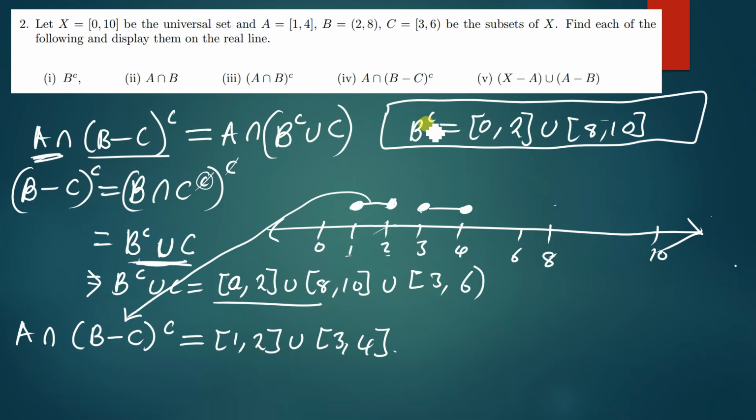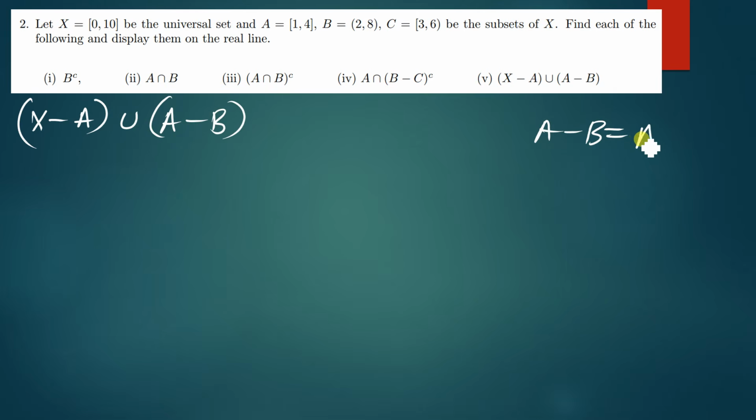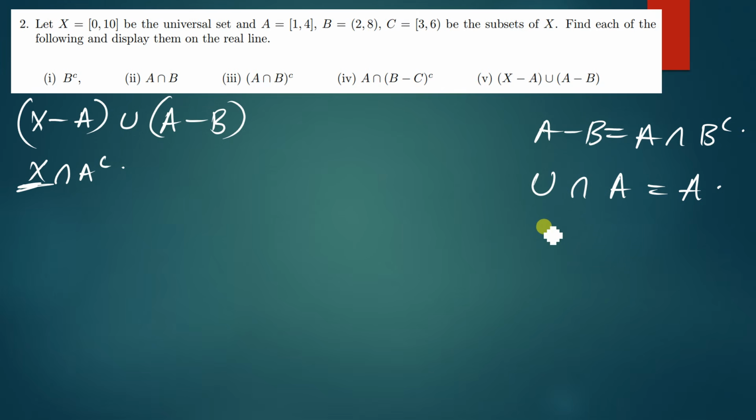Okay, let's quickly move on to the last part of the question. The last part of the question says we find X, which is the universal set, minus A, then union A minus B. Like I said, A minus B is just the same as A intersection B complement. So this means that we have X intersection A complement. But remember, the universal set intersection any set A, the answer is simply just that A. So universal set intersection B, the answer is B.